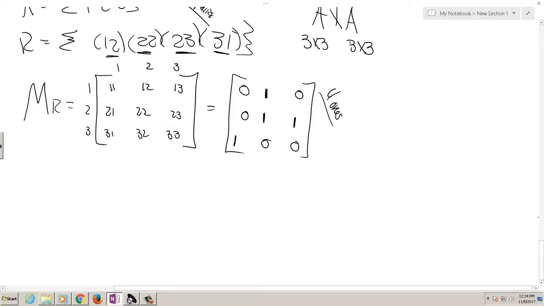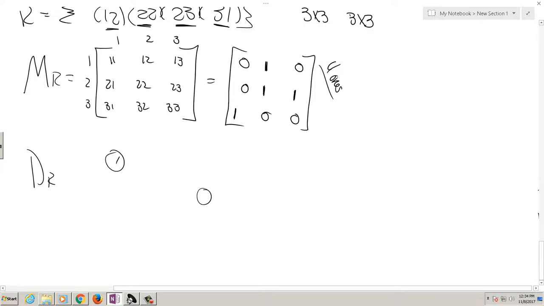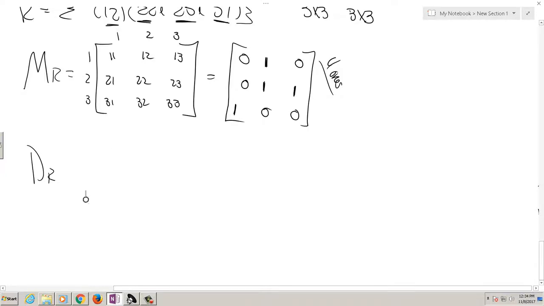So the next thing that we're going to do is the digraph of the relation. The digraph of the relation requires nodes for every element in both sets. Since I only have one set, I need a 1, a 2, and a 3. Here is a 1. I'll even make them just a little bit bigger. All right, so this is going to be 1. I'll put the 2 here. I can put them in any ordering that I want to.